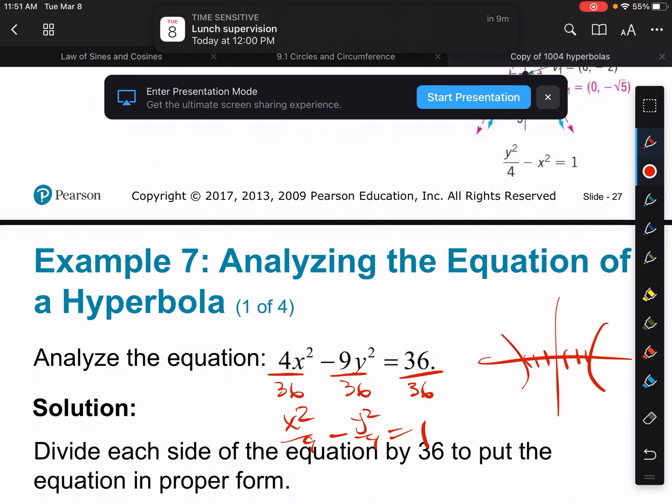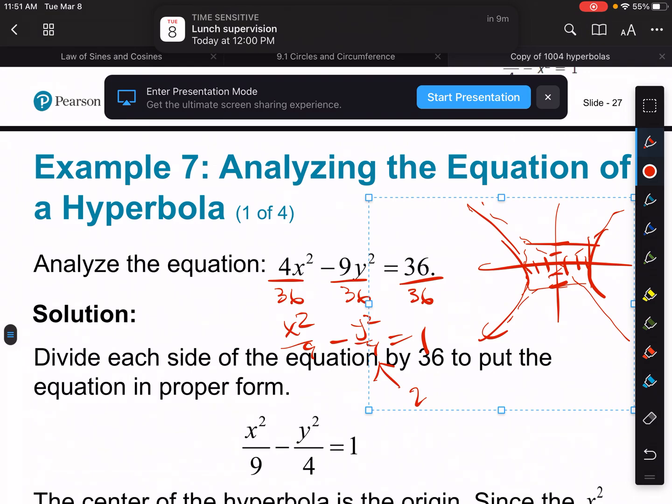So I have something like that. In the y direction, we have a 2, because the b value is 2. So there's our little box that we could use. Draw your asymptotes through there. You can kind of see how wide your hyperbola is going to be. So it looks something like that.